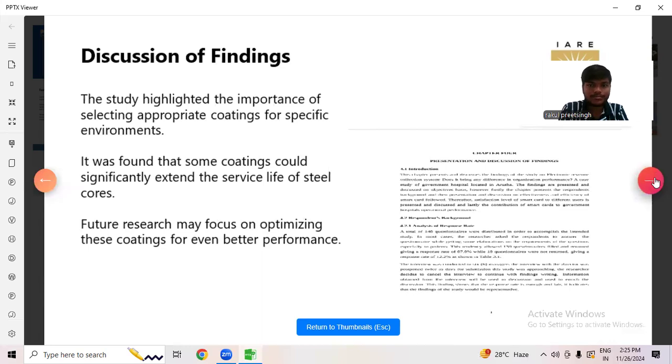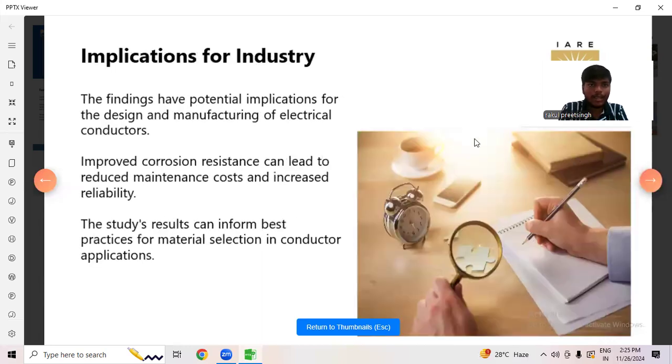And next is implications for industry. The findings have potential implications for the design and manufacturing of electrical conductors. Improved corrosion resistance can lead to reduced maintenance costs and increased reliability. The study's results can inform best practices for material selection in conductor applications.